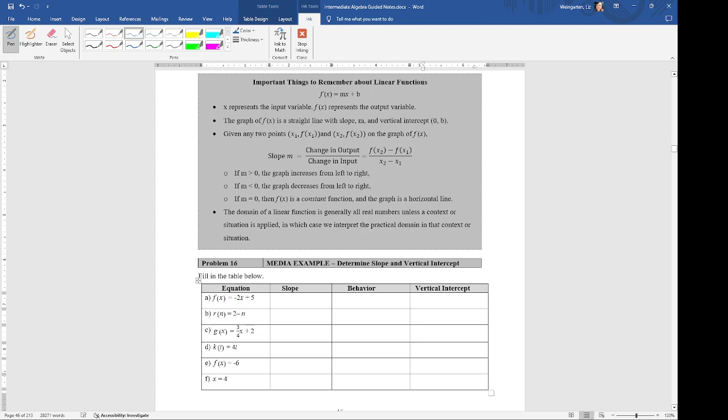Now, anything that is attached to the input is going to be our slope. So in this case, our slope is -2 because it is the number that is attached to the x. Negative slopes decrease. Positive slopes increase. So this guy is decreasing.